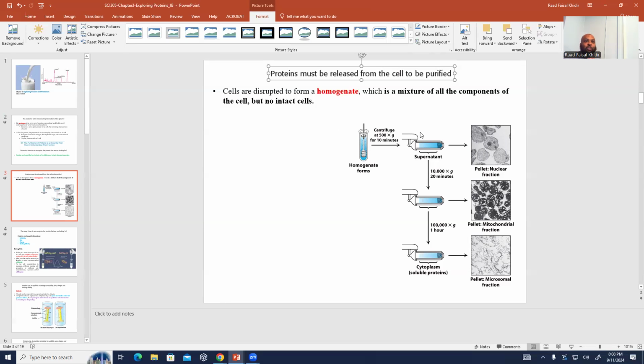When we centrifuge, we separate based on density. So the most dense will be on the bottom, and the least dense will be at the top. The top is known as the supernatant. That is the supernatant at the top. And in the bottom, you will have the pellet. So these are the fractions.